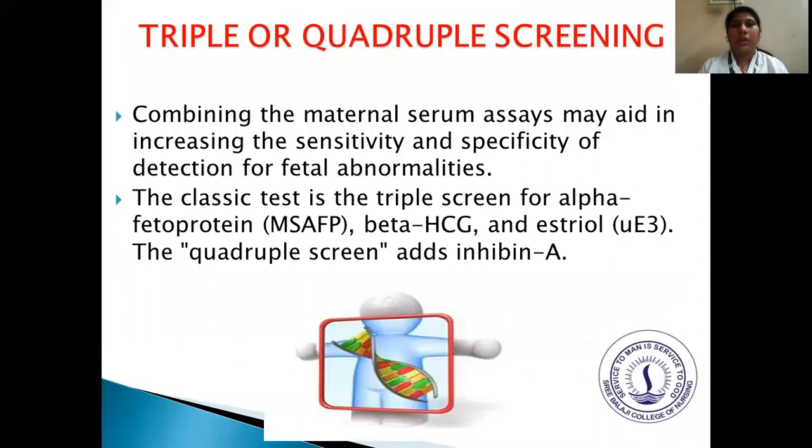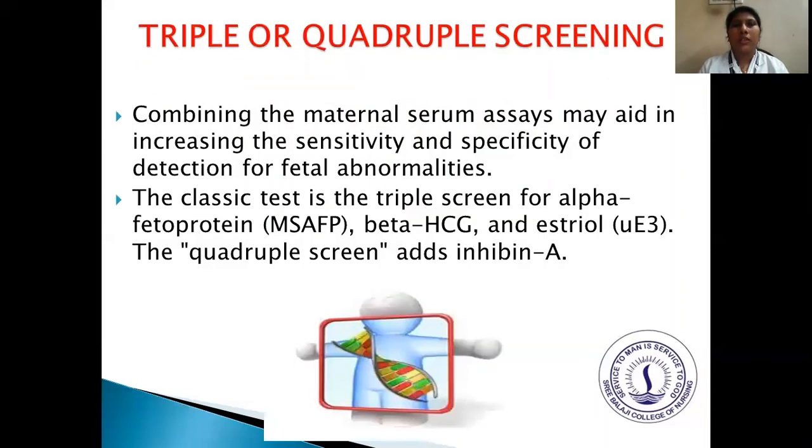Triple and quadruple screening, that means combining the maternal serum assays, may aid in increasing the sensitivity and specificity of detection of fetal abnormalities. The classic test in the triple screen is alpha fetoprotein, beta HCG and estriol. The quadruple screen adds inhibin A.